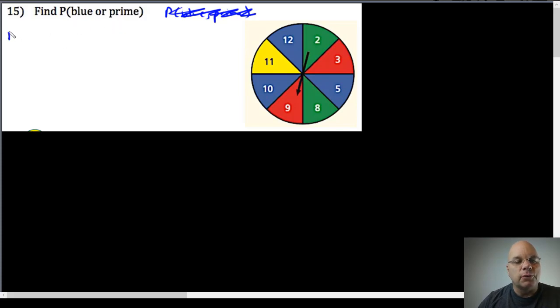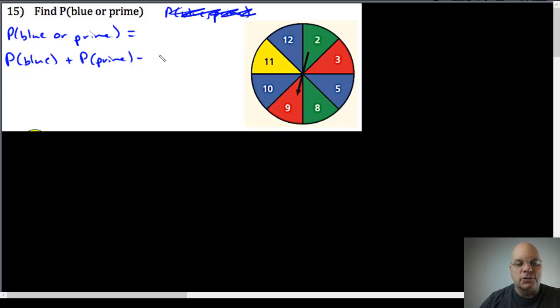The probability of blue or prime is equal to the probability of blue plus the probability of prime minus the probability of blue and prime. I'll show this on a Venn diagram over here too in a minute. But first, let's just calculate these.